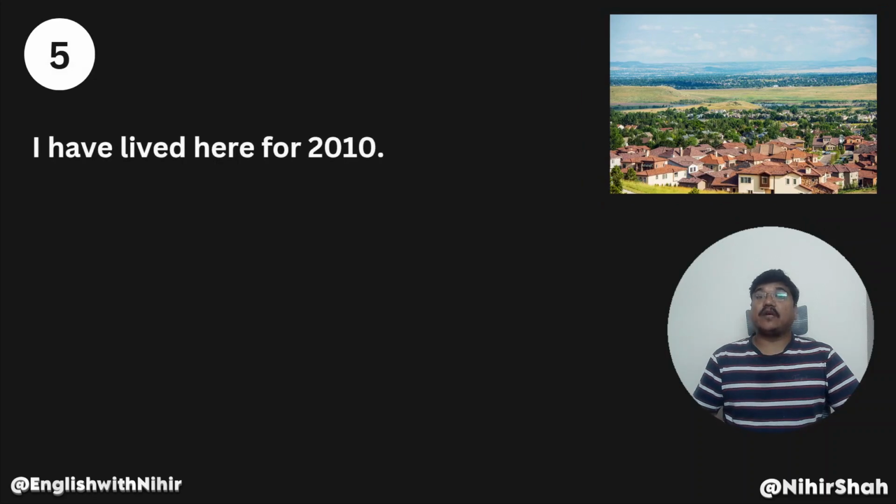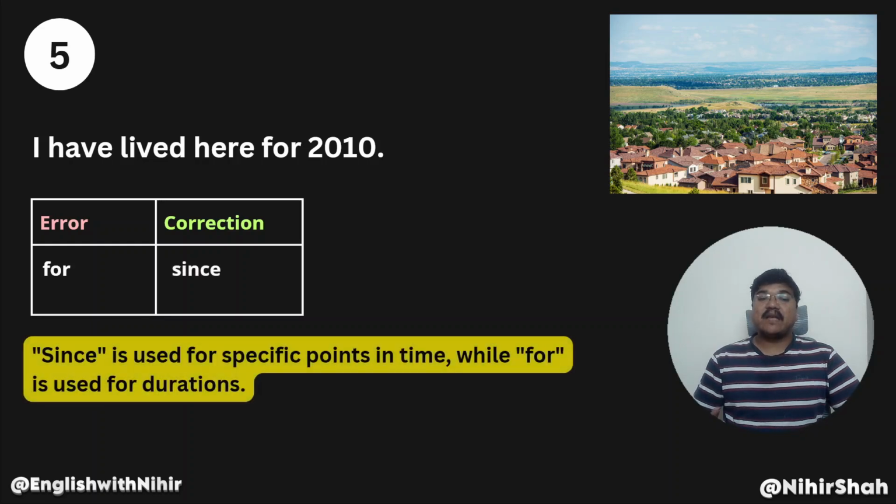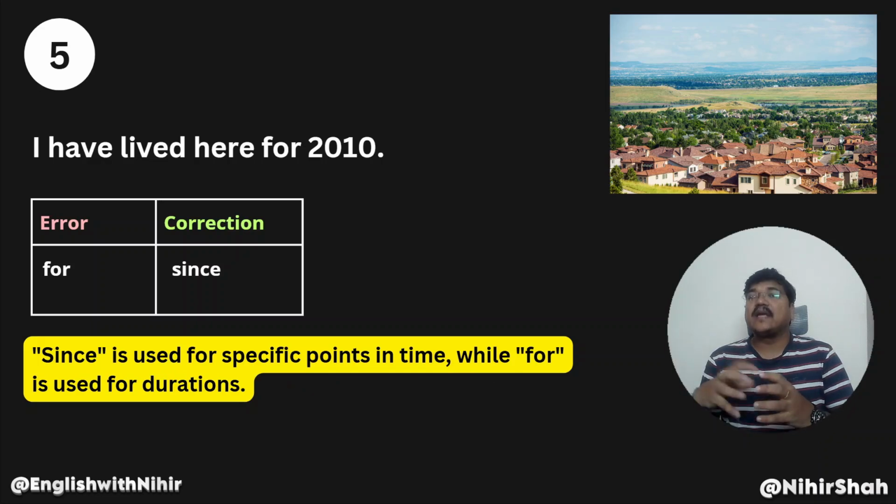I have lived here for 2010. Can you find the error and correct it? Think about it. The error is in for. Now can you correct it? The correct answer is since. Why? Because since is used for specific points in time, while for is used for duration. So, in case you want to tell some big duration, in that case you have to use for.